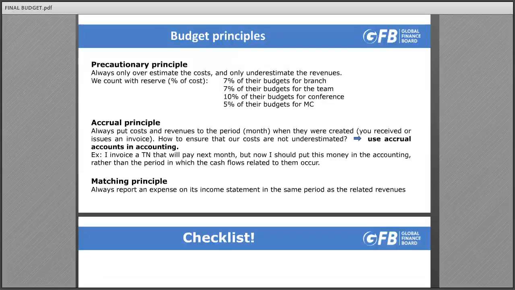And finally, but last but not least, matching principle. Always report an expense on its income statement in the same period as the related revenue. For example, if the expenses of the program Outgoing Global Talent are going to occur in July, the revenues will also occur mainly in July. So remember to put them in the same period.